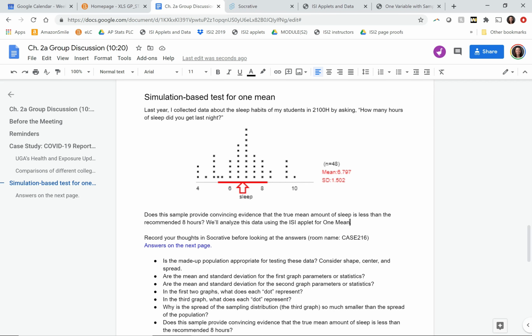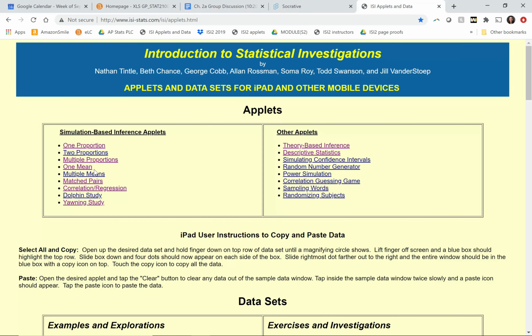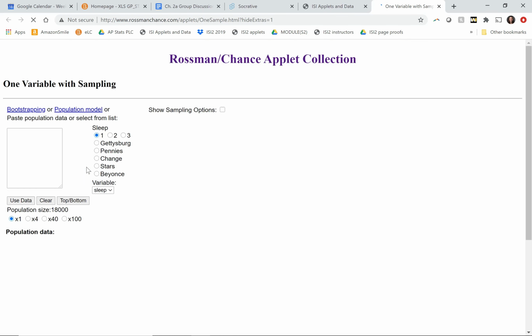So our question is, does this sample provide convincing evidence that the true mean amount of sleep is less than the recommended 8 hours? So basically our null hypothesis is that people are getting the recommended amount of sleep, that the mean is 8 hours. And the alternative, the thing that we're trying to prove, is that 2100H students are not getting enough sleep. They're getting less than 8 hours of sleep. And we'll analyze this data using the ISI applet for one mean.